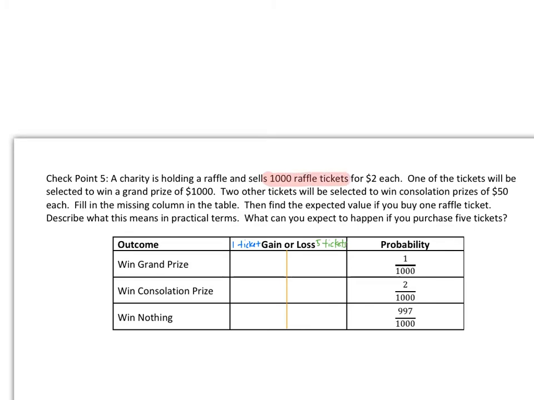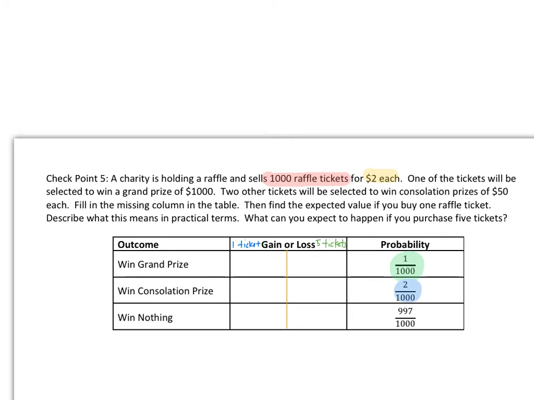And they cost $2 each. One of the tickets will be selected to win the grand prize. So that's where we get the probability of winning the grand prize is 1 out of 1,000, okay? 2 other tickets will be selected to win consolation prizes of $50. So 2 out of the 1,000 are going to win the consolation prize.